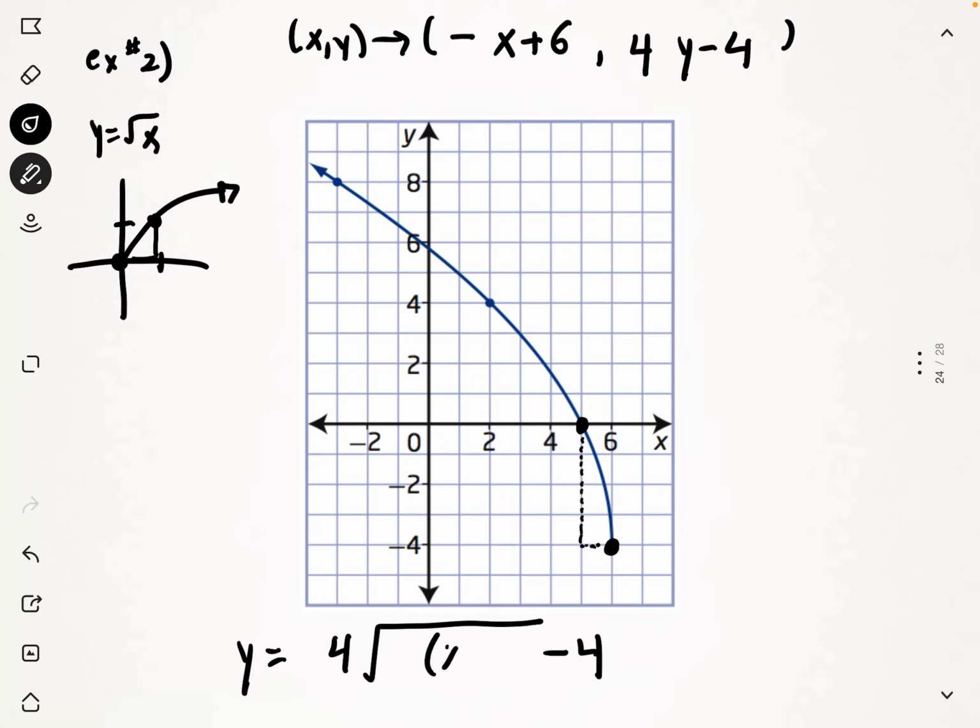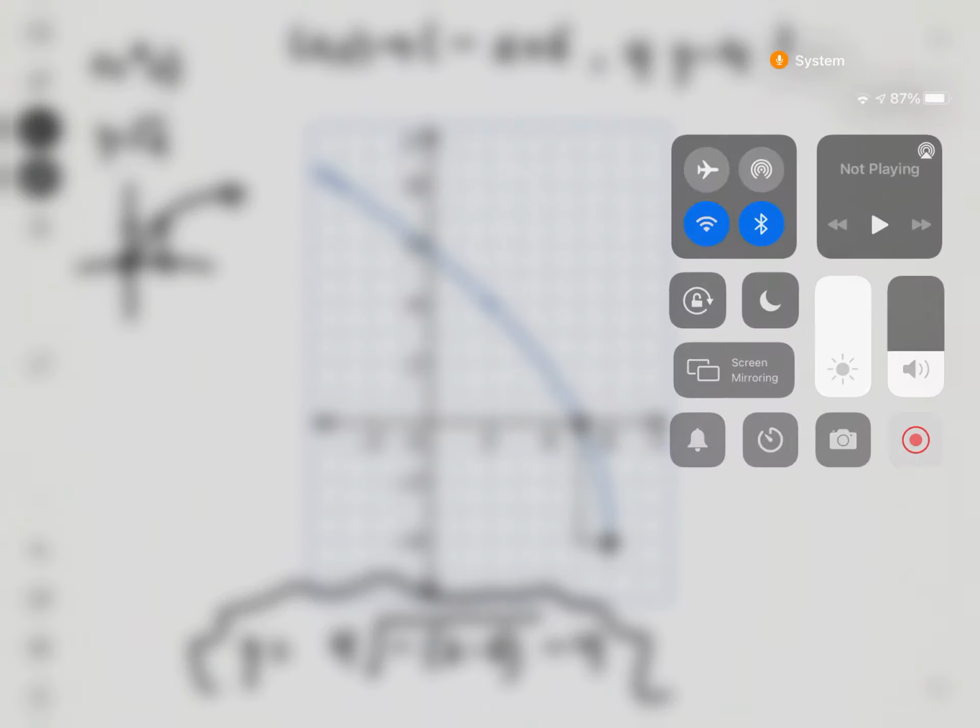On the inside, we have x + 6 changes to x - 6, and then the negative in front flips over. It's still a negative, stays like that. That is our equation.